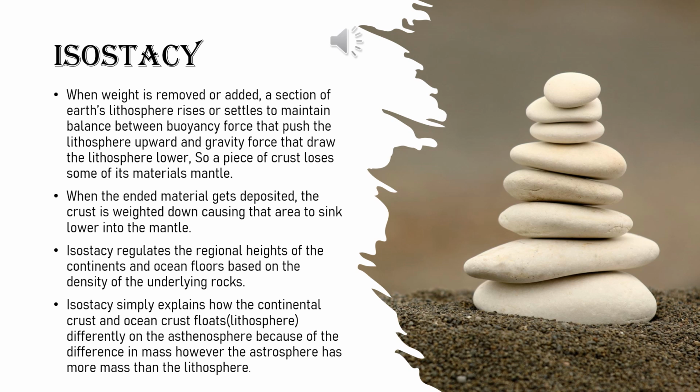Isostasy normally regulates the regional heights of the continents and the ocean floors based on the density of the underlying rocks. Isostasy simply explains how the continental crust and ocean crust float differently on the asthenosphere because of the differences in mass. However, the asthenosphere has more mass than the lithosphere.